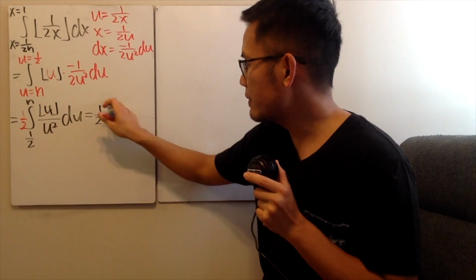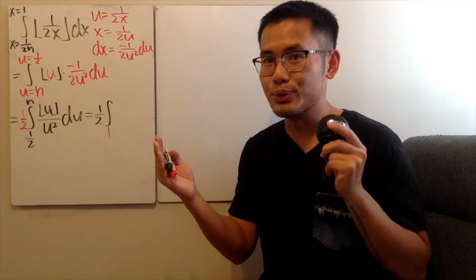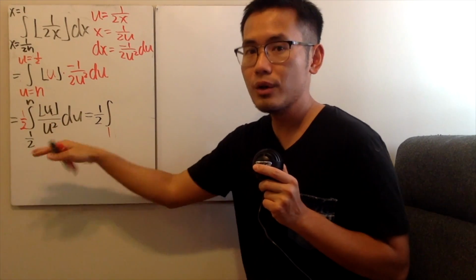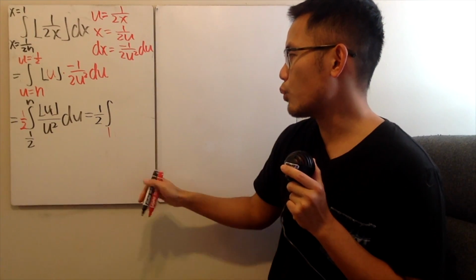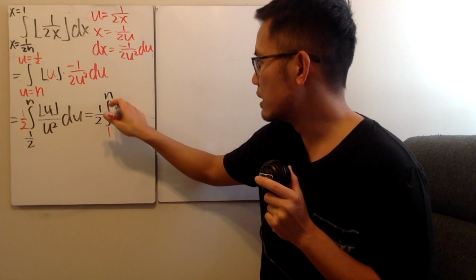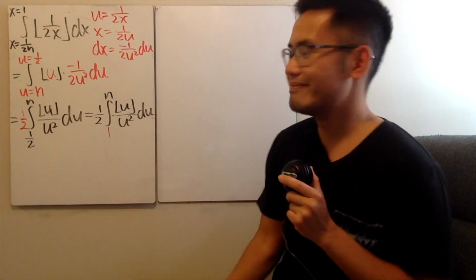So I can actually integrate this, right? Let me just write down 1/2. We can actually start at 1 instead. Because again, from 1/2 to 1, this right here will be 0. 0 over that will be 0. It has no area. So we can just change that to 1. And then we still go up to n. And then we still have the rest. Floor of u over u squared du.